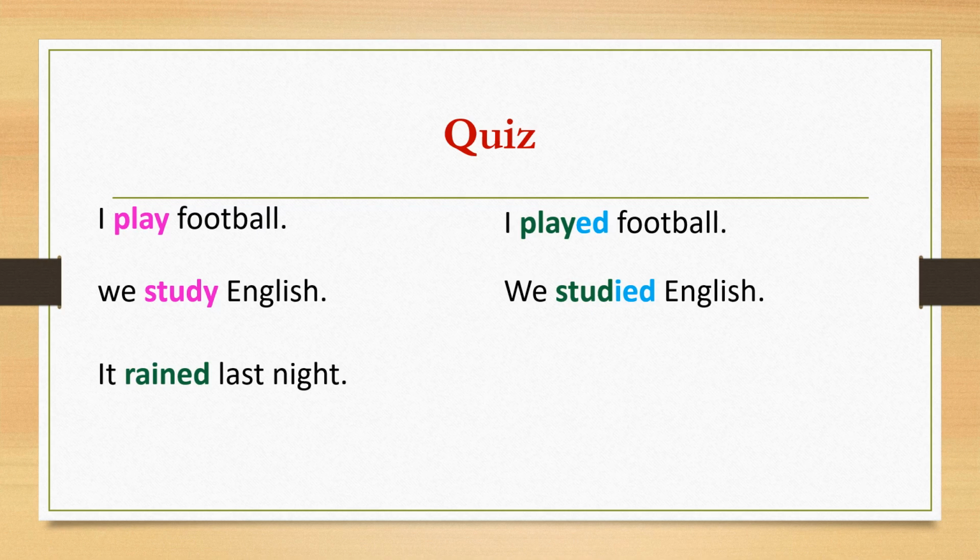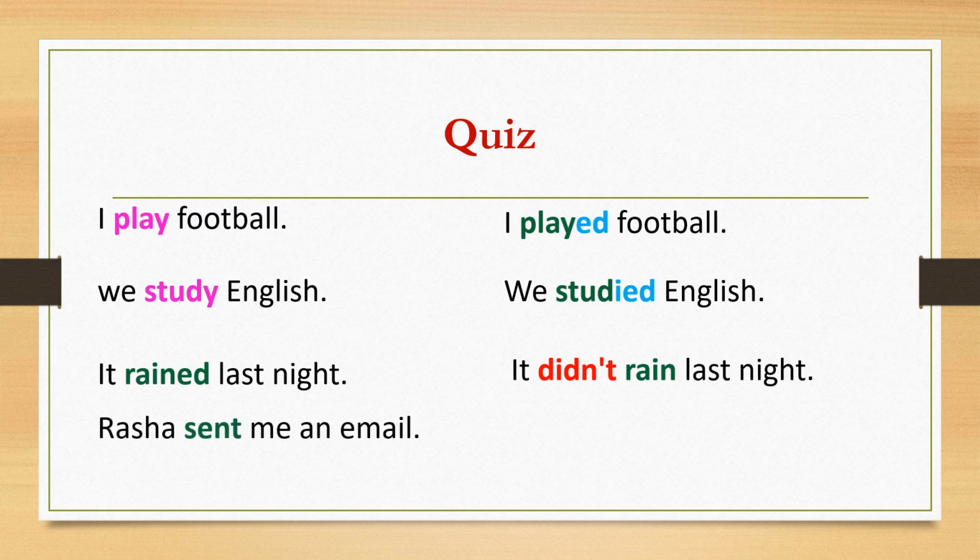It rained last night. This is already in the past, so how do we make the negative form? Perfect. It did not rain last night. It didn't rain last night.